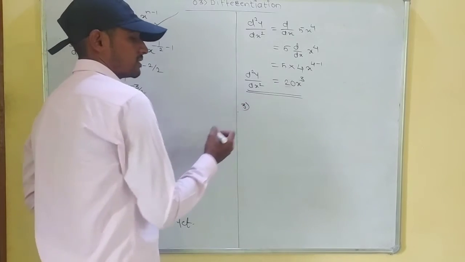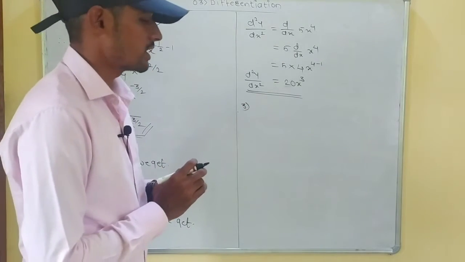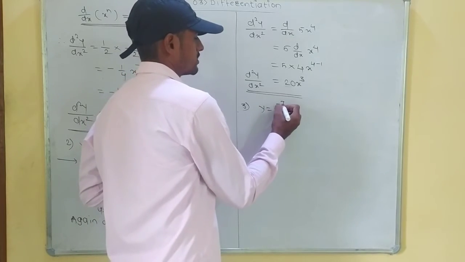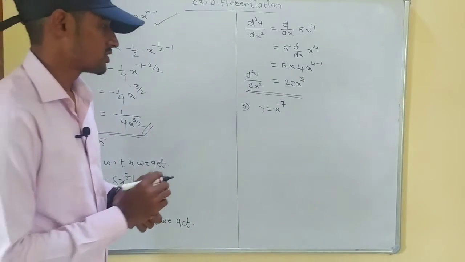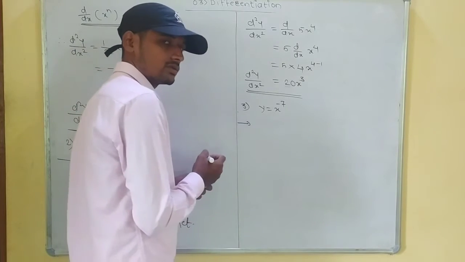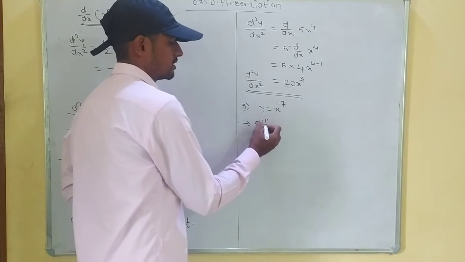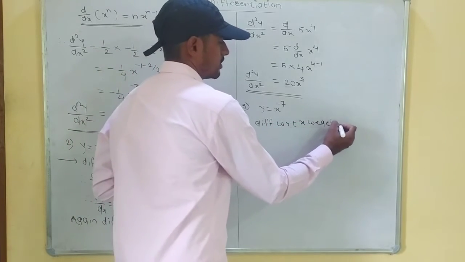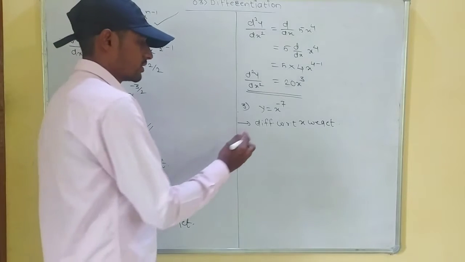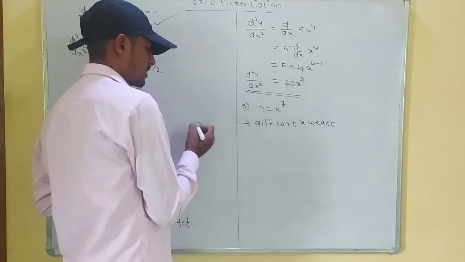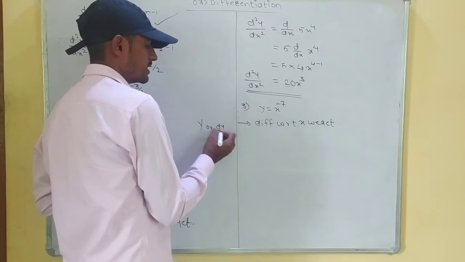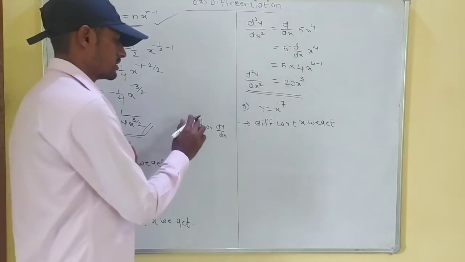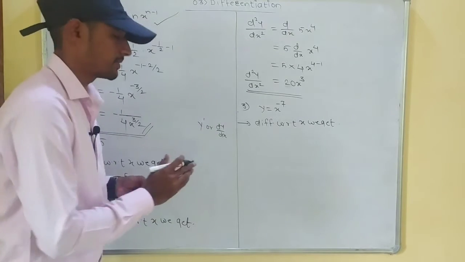Now the last and third question of question number 1 is y is equal to x raised to minus 7. First of all, calculate the first derivative, means differentiate with respect to x we get. The first order derivative is denoted like this, y dash or dy by dx. Instead of dy by dx, we also write here y dash.